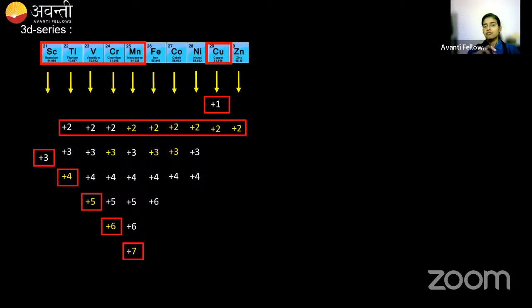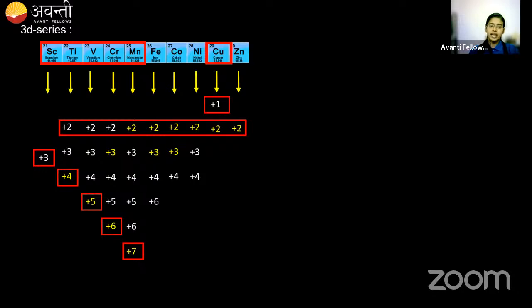So these 5 elements are called the early transition series, or early 3d series, we can also say. These 5 elements can exist in their highest oxidation number, which will be equal to the outermost electrons in their corresponding orbitals.